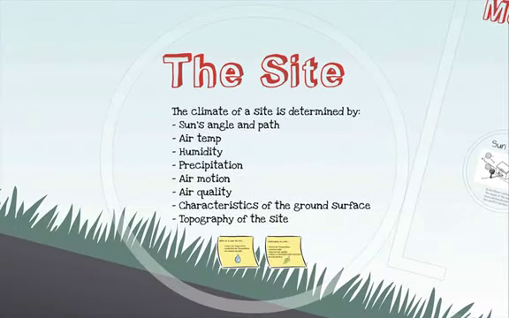Sustainable buildings are designed to be sensitive to the surrounding climate. The climate of a site is determined by several things: the sun's angle and path, which we just discussed, the air temperature, humidity level, the amount of rain or precipitation that the site gets, how windy it is, how polluted or how clean the air may be, and then various characteristics of the ground's surface, the plants, the topography, the materials in the ground.